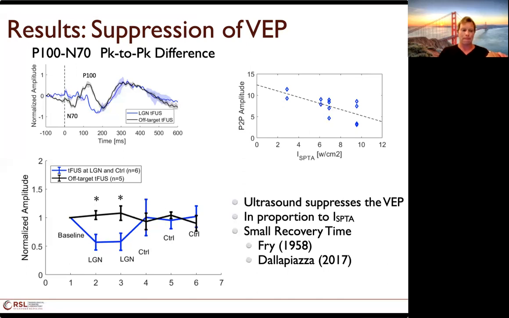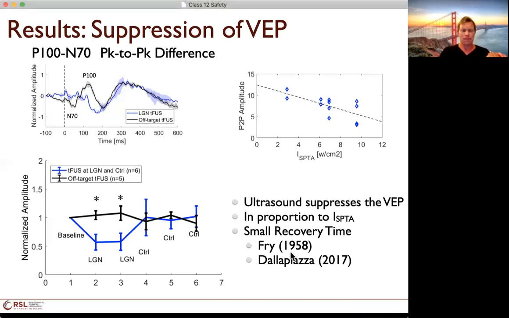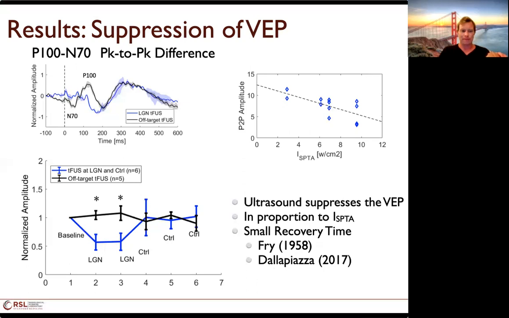Yeah, I'd be curious if you resampled the data and did some sort of a smoothed average, because it's a pretty big difference, so you might be able to see something. Okay, so it's very similar to what Fry saw, and it was also similar to what Della Piazza saw. He had done something similar with a median nerve stimulation, and then he looked at evoked potentials in the brain. And he also saw that evoked potentials decreased when they sonicated. So very similar results.